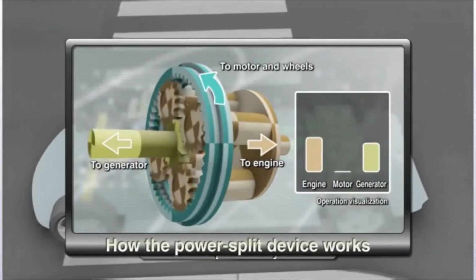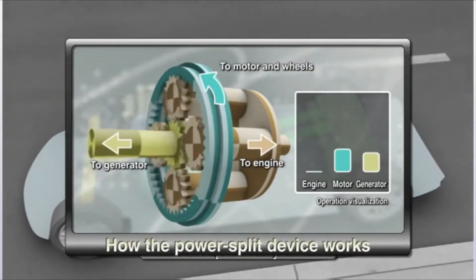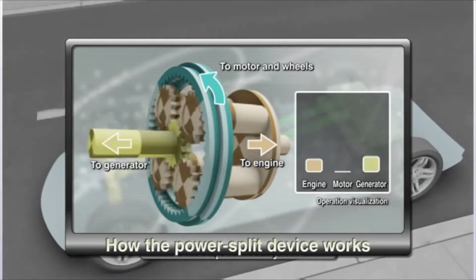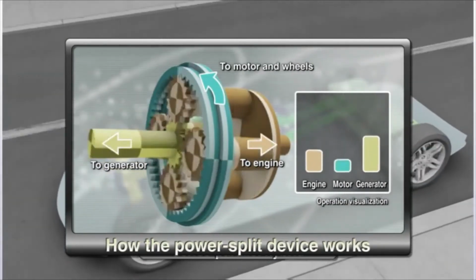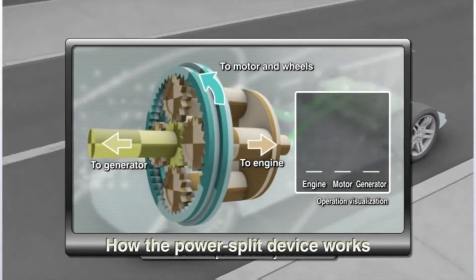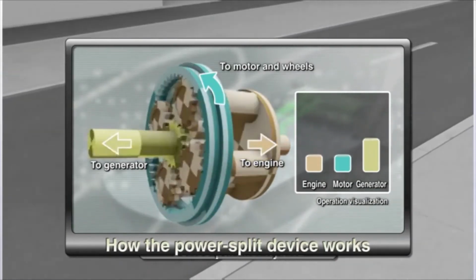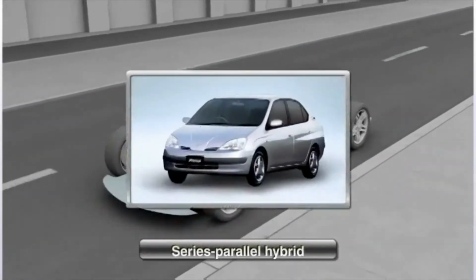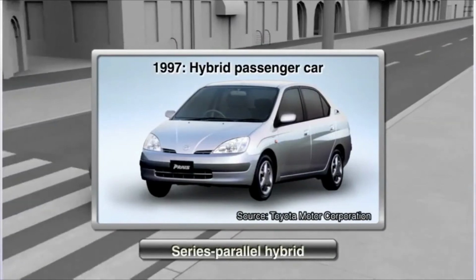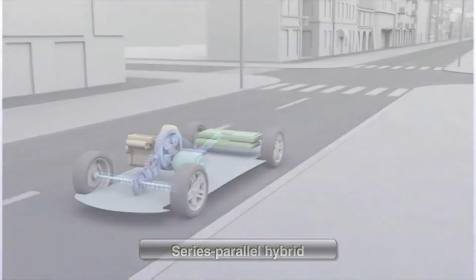The series parallel hybrid is equipped with a power split device that also functions as a transmission. To drive the wheels efficiently, the power splitter performs three jobs: driving the engine, driving the electric motor, and managing electricity generated by the engine. The first series parallel hybrid was introduced in 1997 in a passenger car.